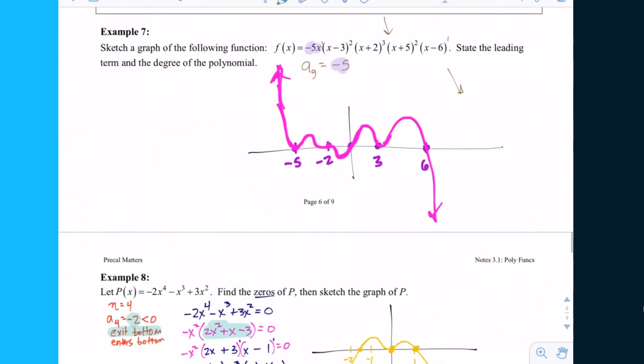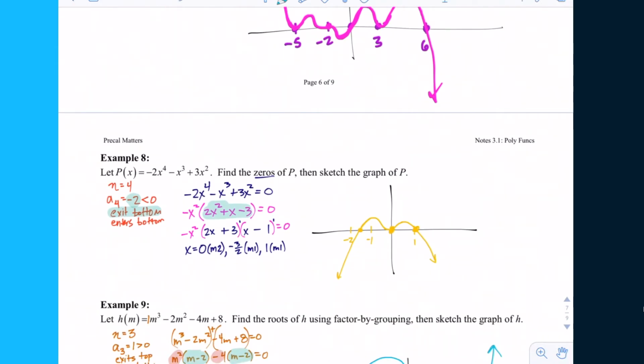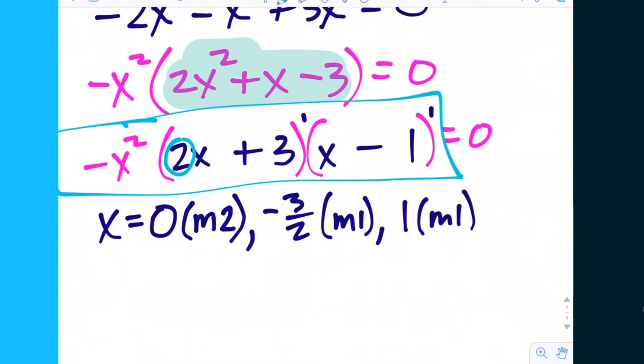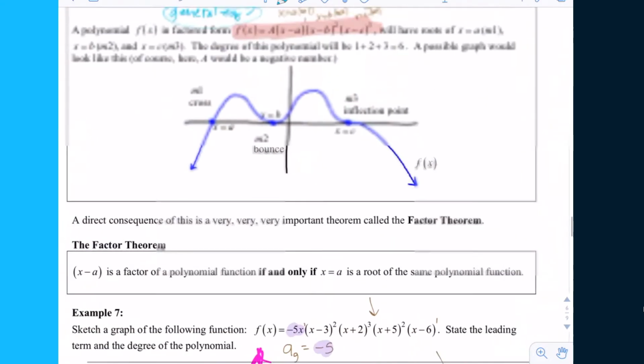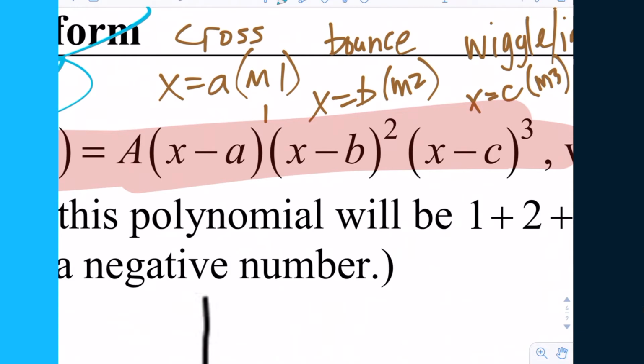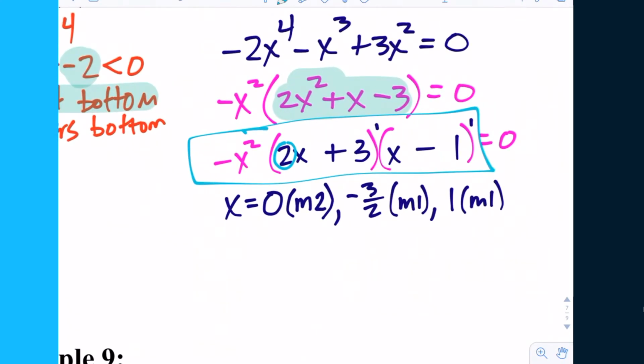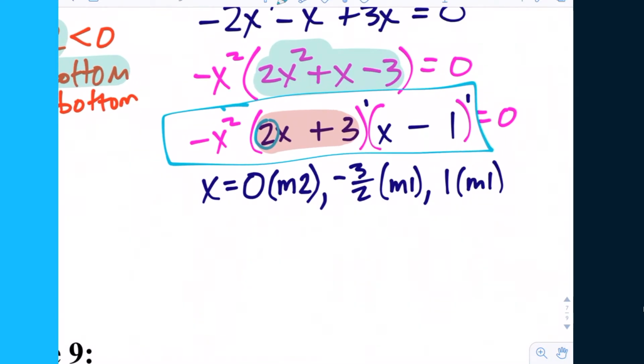So if we scroll back up here to example 8, this right here was factored enough for us to be able to get our roots. But that is not quite in general factored form because this 2 right here is still in there. And if you notice in general factored form, you want it to be just x minus something or x plus something, x minus something or x plus something. So if we put this in general factored form, all I would have to do is factor out a 2 from that factor. And let's see what that would do. I would pull the 2 then out front, and it would be negative 2x squared.